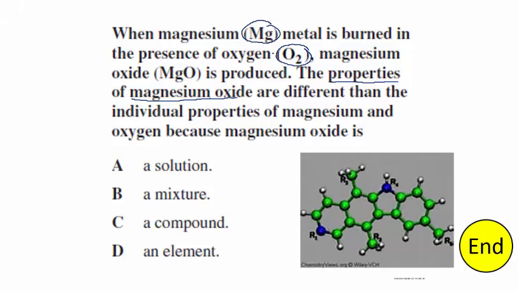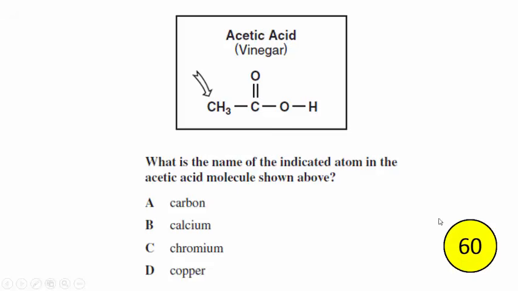So those are the properties of those two. When I combine them and produce a new substance that actually, if you were to look at it up close, it's a gray powder or a gray substance, it behaves completely differently. The reason is it's now a compound. So when you combine two or more elements into a new substance called magnesium oxide in this case, those will always have different properties than the individual atoms that make them up. So C is our choice. 60 seconds, begin.